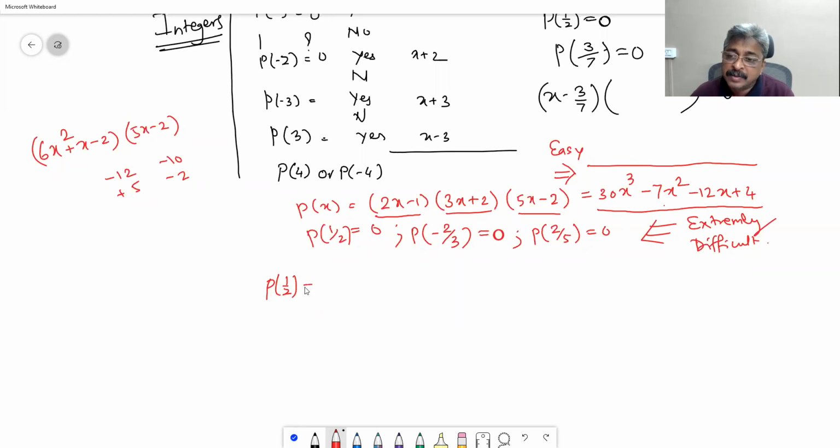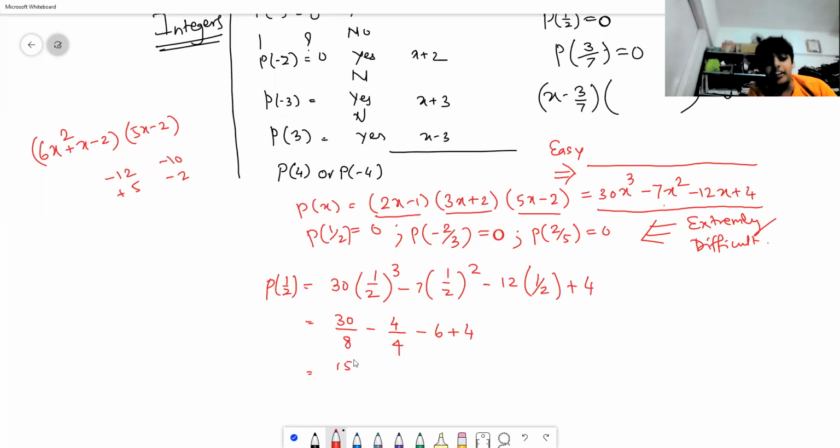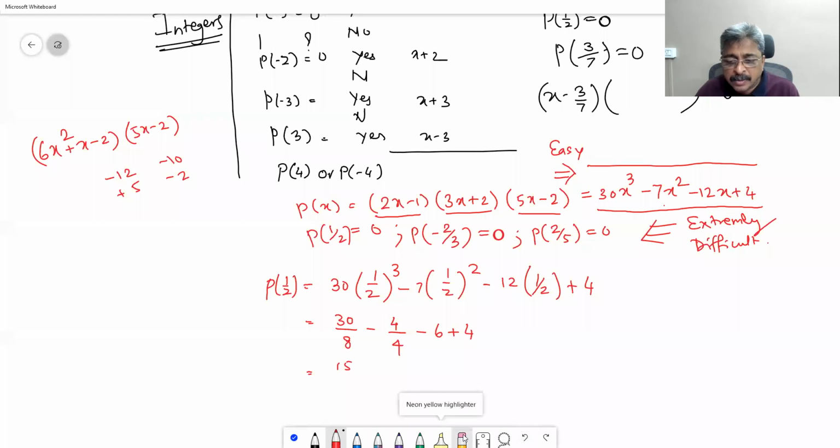P of half is equal to 30 times half raised to 3 minus 7 times half raised to 2 minus 12 times half plus 4. Okay, so 30 upon 8 minus 7 upon 4 minus 6 plus 4. Is that correct? Is this equal to 15 by 4? Sir, minus 7 upon 4. You wrote minus 4 upon 4. Ah, this is minus 7 upon 4. So this is 15 by 4. So 15 minus 7 upon 4 minus 2. Is that equal to 0? Yes. So x minus half is a factor of this.